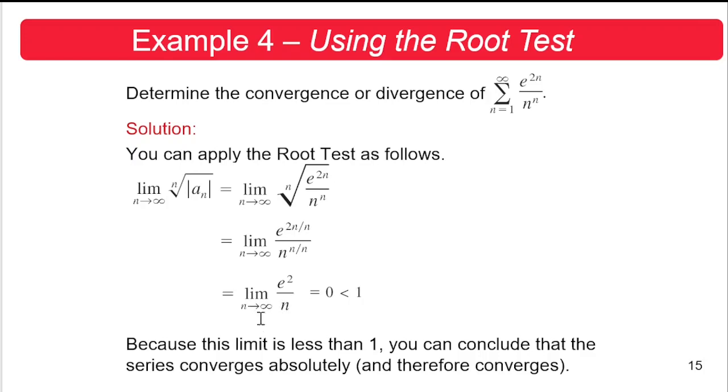Then by evaluating the limit of the resulting expression as n approaches infinity, we replace the variable n by infinity. So we have e squared over infinity, which is 0. Because 0 is less than 1, we can therefore conclude that the series converges absolutely and therefore converges.